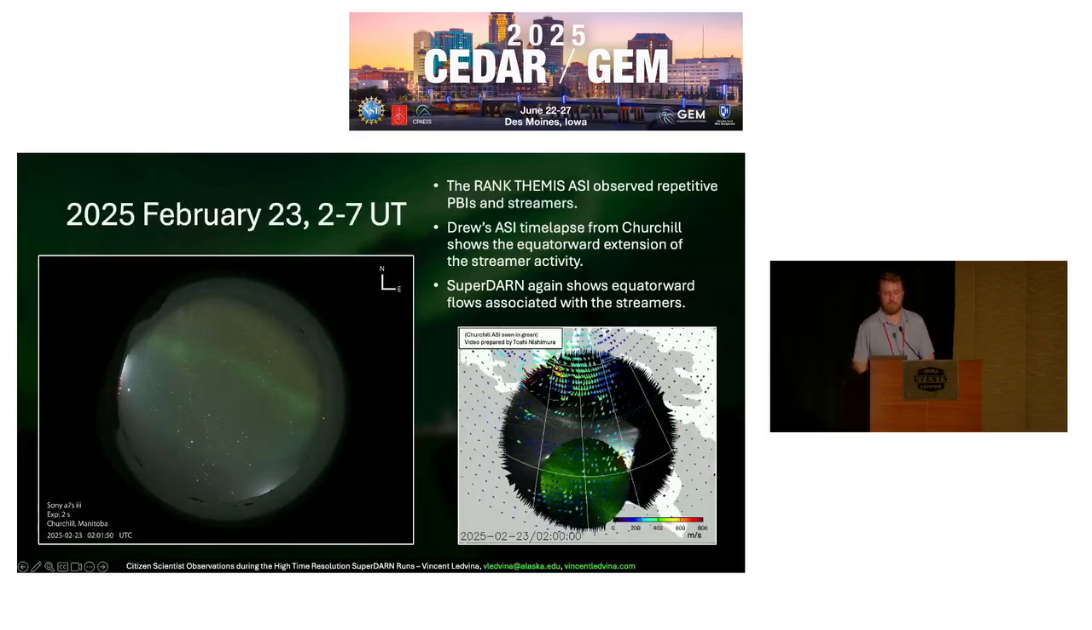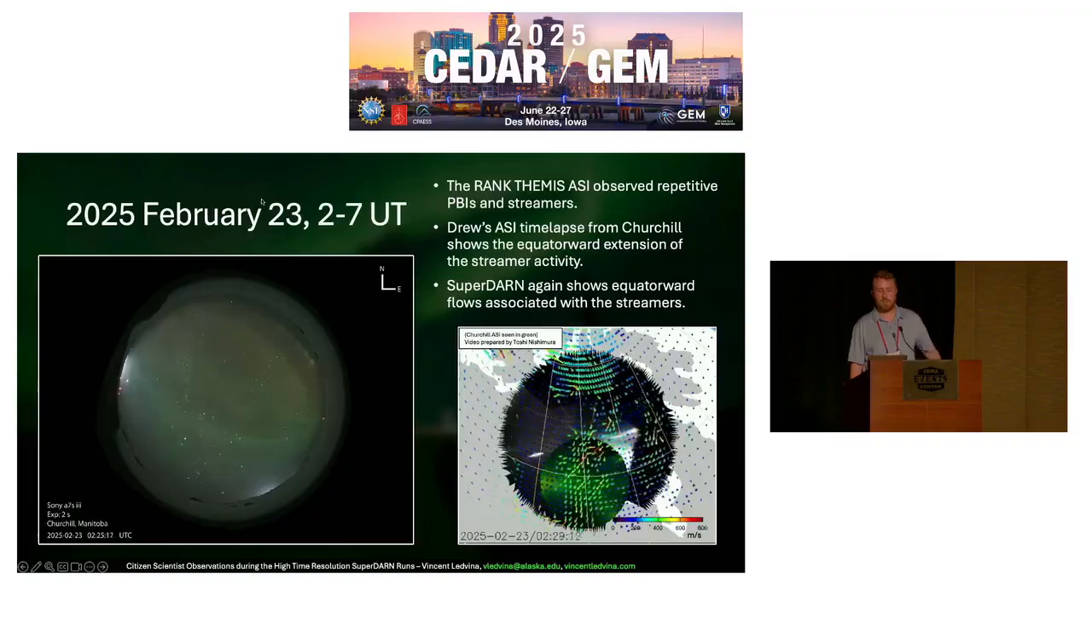So the next event that was interesting was on February 23rd, over sort of a 5-hour period. Again, Drew's all-sky camera footage is on the left, and we have the SuperDARN measurements overlaid on the right. The Rankin Inlet THEMIS all-sky imager observed some repetitive PBIs and streamers, and then Drew's time-lapse from Churchill shows, again, the equatorward extension of that streamer activity.